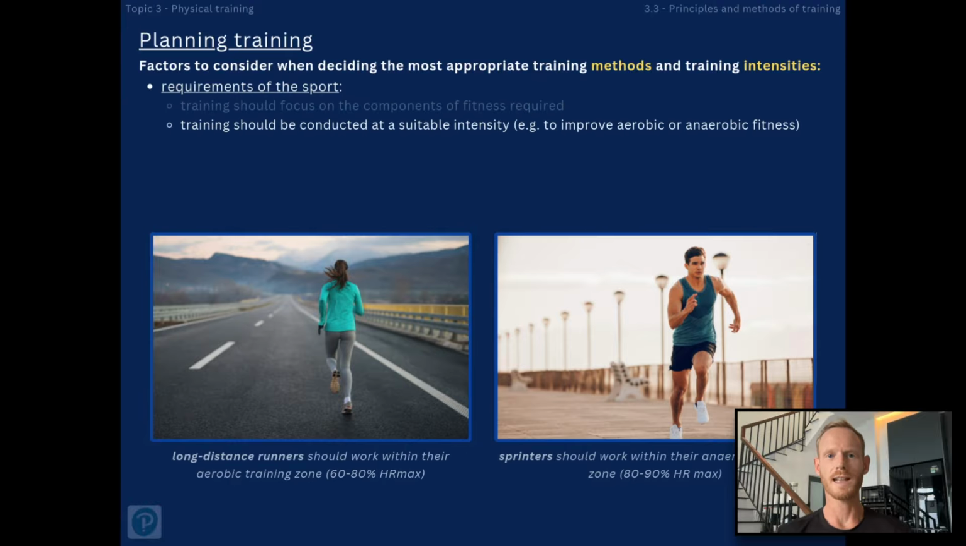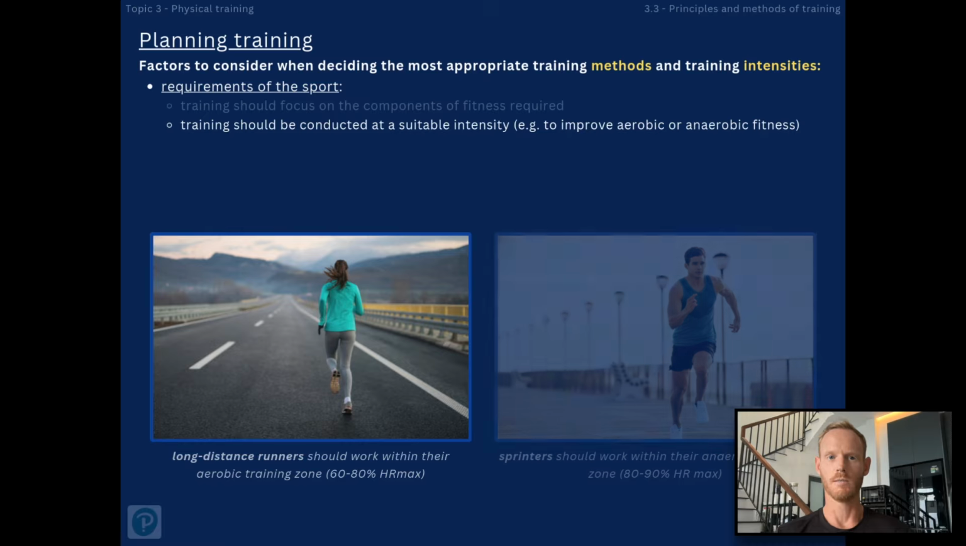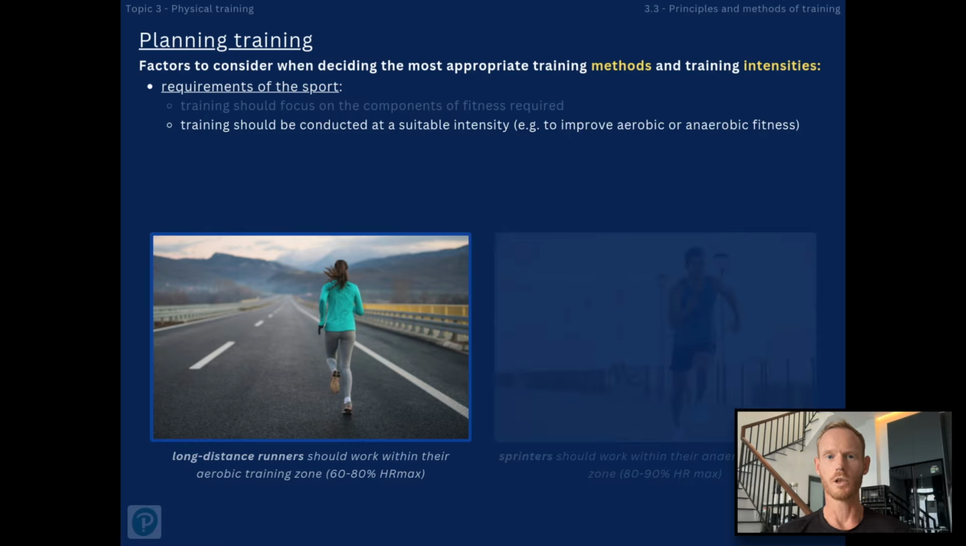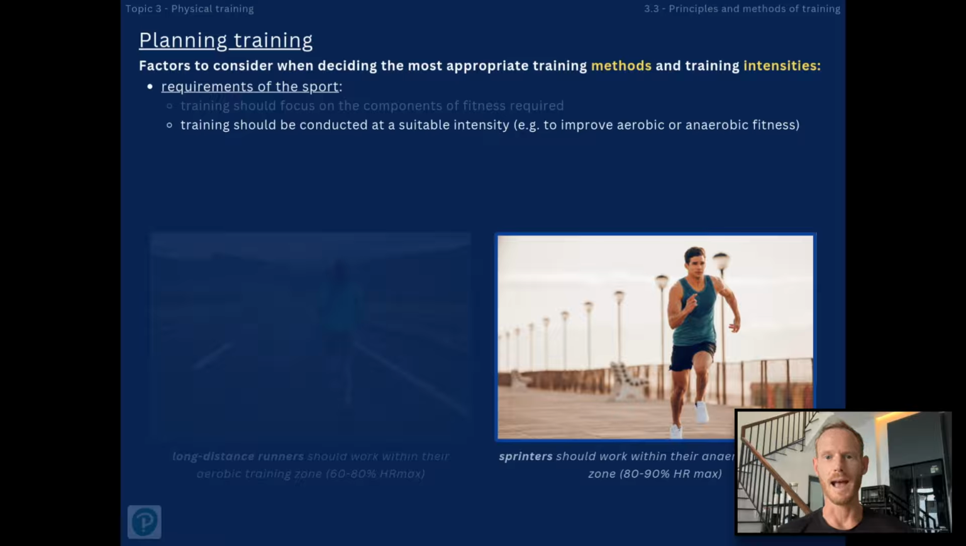In addition, training intensity should be set according to the requirements of the sport. For example, long-distance runners should train within their aerobic training zone, which is 60 to 80% of their maximum heart rate, while sprinters should train within their anaerobic training zone, which is 80 to 90% of their maximum heart rate.